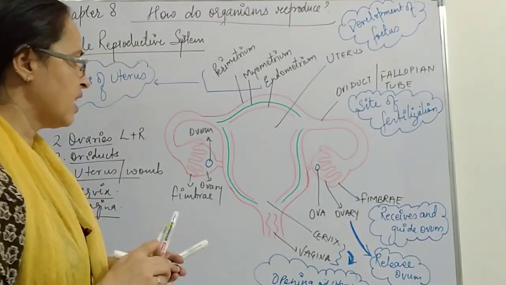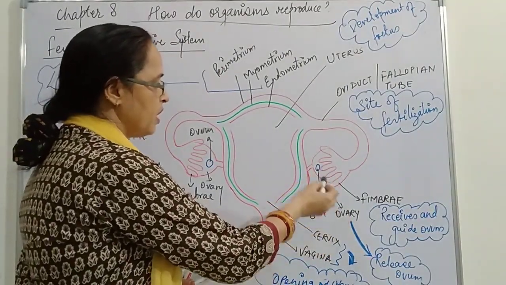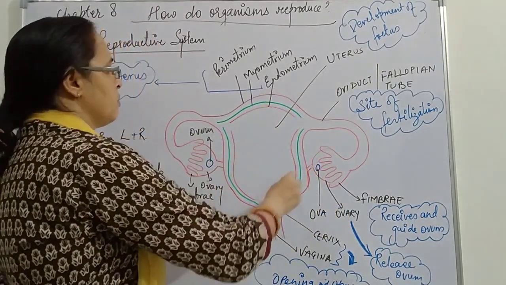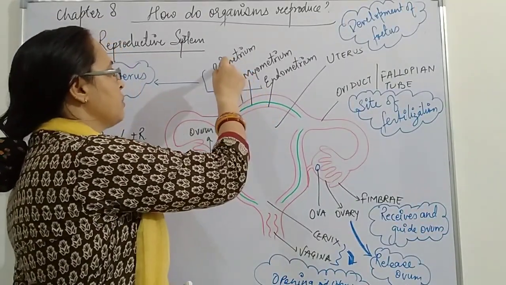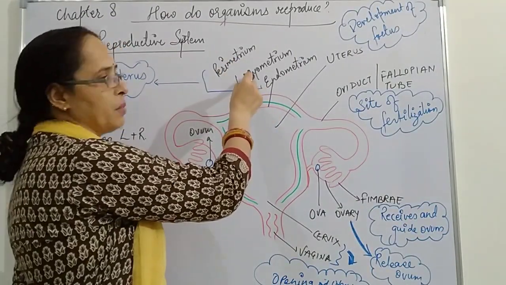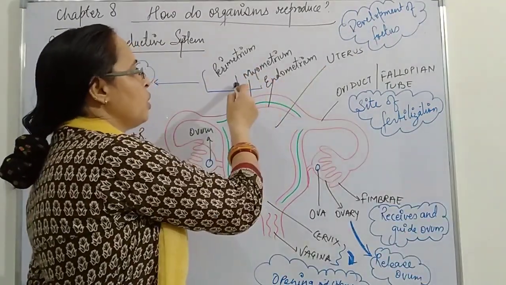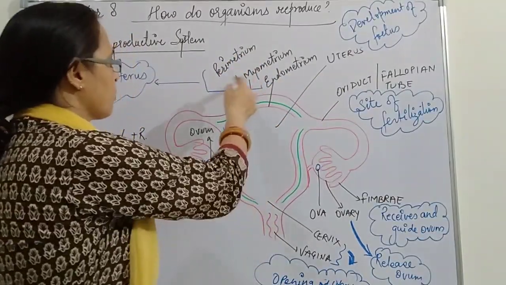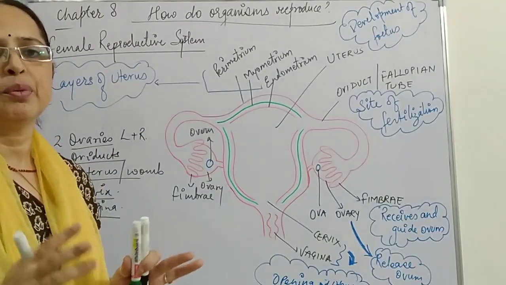Okay. So now have a look over here. See the vagina, cervix, ovary, ova, fimbriae, oviduct, then the uterus. Uterus has three layers. The outer one is called the perimetrium, the middle one is called the myometrium, and the inner one is called the endometrium. So the uterus wall consists of these three. This complete structure constitutes the female reproductive system.